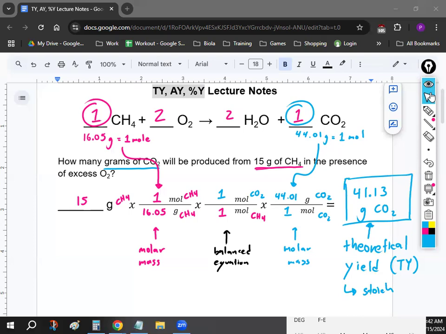Yeah, it's just the number that you get from your stoichiometry. So when you do your assignment today, if it asks you to find your theoretical yield, it's just asking you what's the answer to your stoichiometry problem. It's pretty much what you've already been finding for the past couple days.